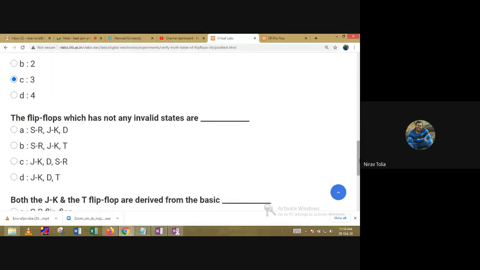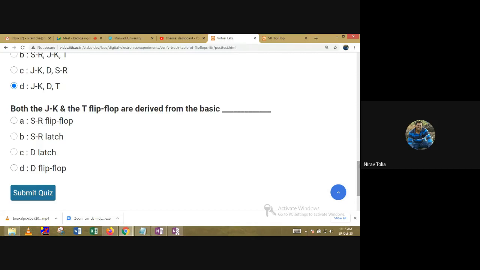The third one, the flip-flops which do not have any invalid state. So which of these flip-flops do not have any invalid states? SR, JK, D; SR, JK, T; JK, D, SR; JK, D, T. Okay, so Parthiv, Keyur, Henil, Harshit, Sanjana, Mitul give the answer. It is D. Let me tick mark the D.